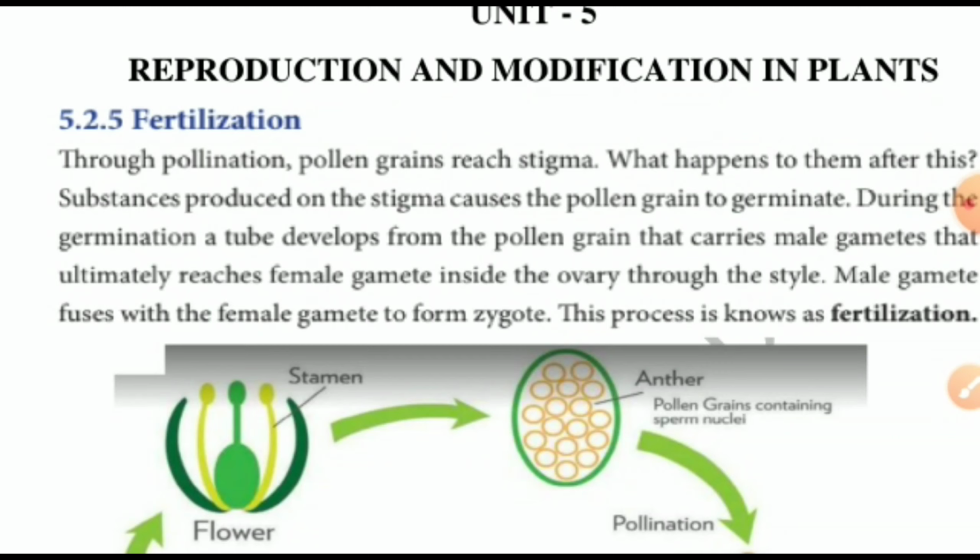What is the male part of the flower? Stamen. What is the female part of the flower? Stigma. Stamen is the male part of the flower. Anther and filament also come under the male part. Stigma, style and ovary all come under the female part of the flower.